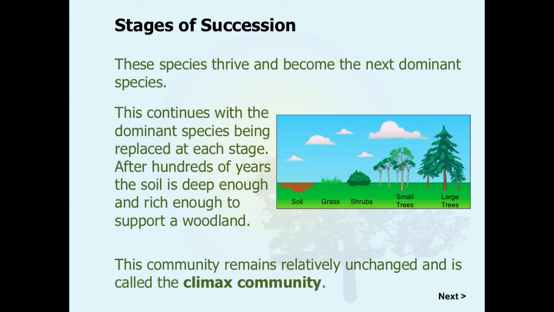This community remains relatively unchanged and is called the climax community. So once an ecosystem has maintained that equilibrium, where it's stable and a lot of changes really aren't going on, it's considered to have hit its climax community.